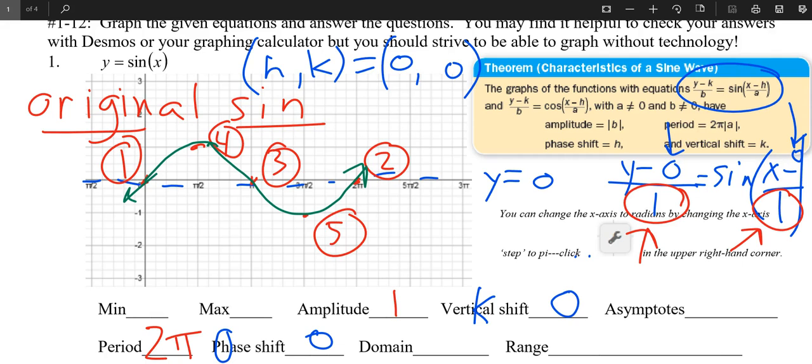Okay, let's see here. What's the minimum? -1. What's the maximum? What's the range?